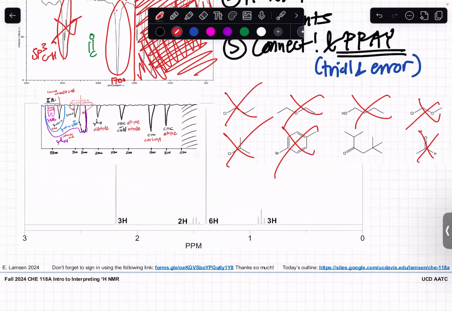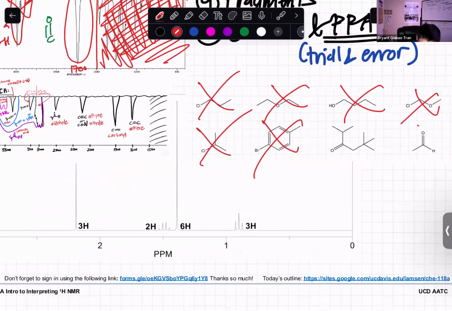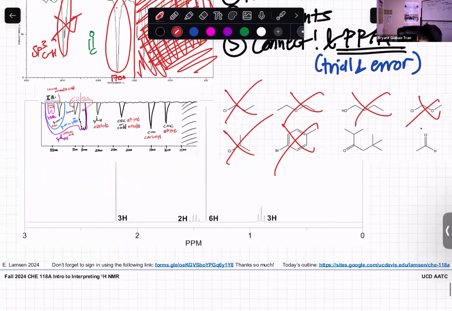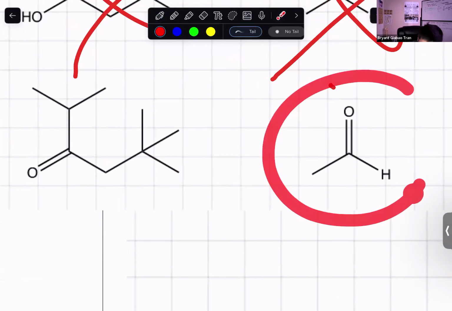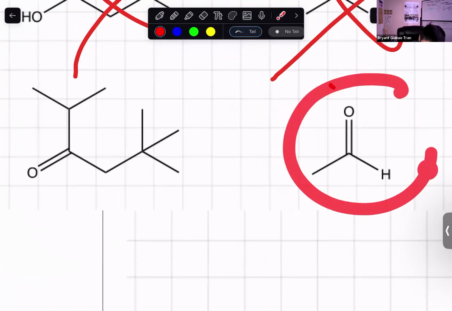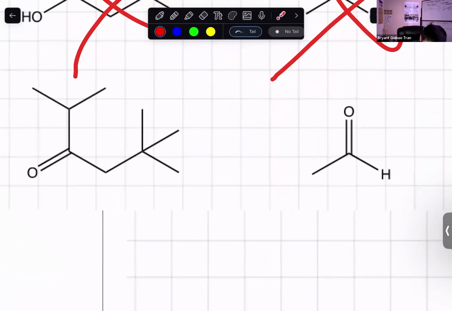Another reason why I know that that's not the right answer is because how many unique hydrogen peaks would you expect on this molecule? Let's say I draw all the hydrogens.